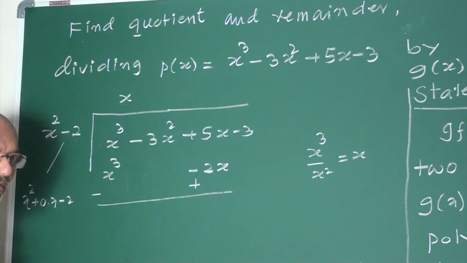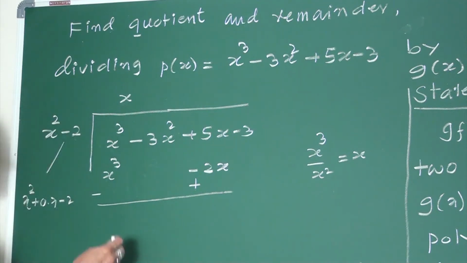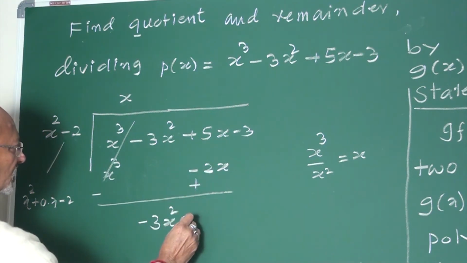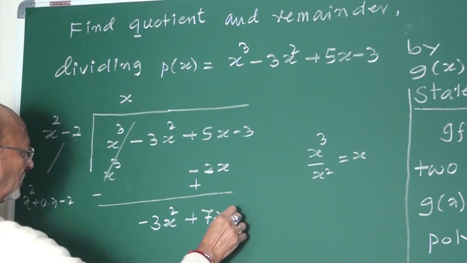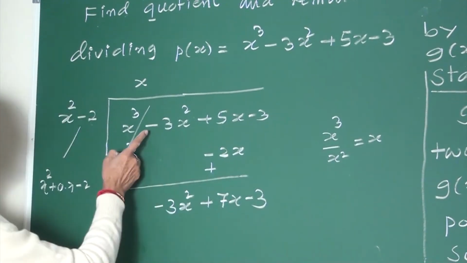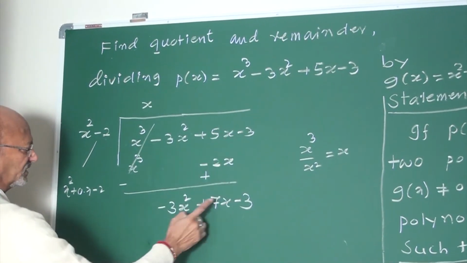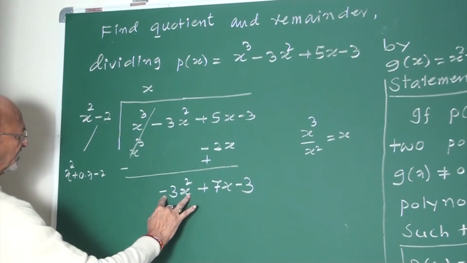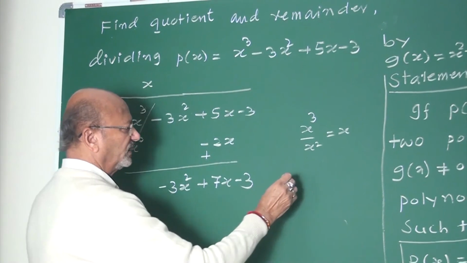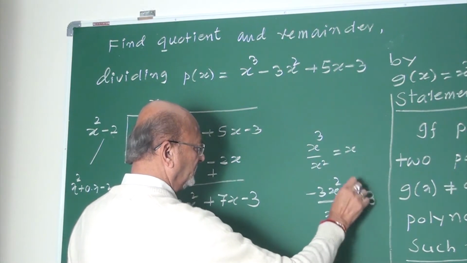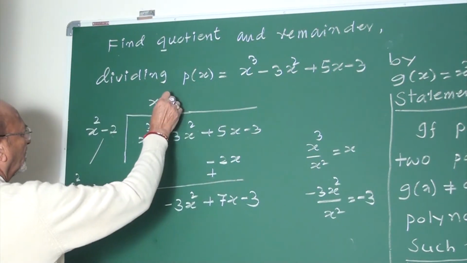Sign change is to plus. Plus. So this cancels, my friend. This cancels. So you get minus 3x squared plus 5x with plus 7x, minus 3. It is minus 3x squared plus 8 plus 7x minus 3. Now we have to divide minus 3x squared by x squared. What is this? Minus 3. You write minus 3.